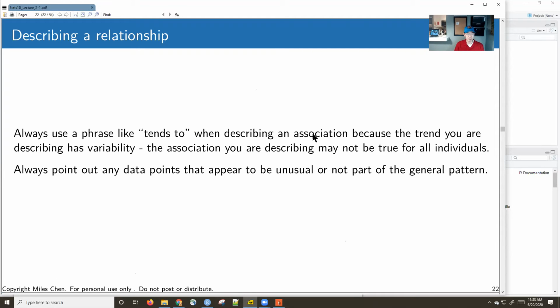When you're describing a relationship, use words like tends to or in general, okay? Because there's definitely going to be variation and variability in the data. And so for individuals, that relationship might not be true, right? Large X tends to go with large Y, or whatever the trend is, it might not necessarily be true for one particular observation, okay?